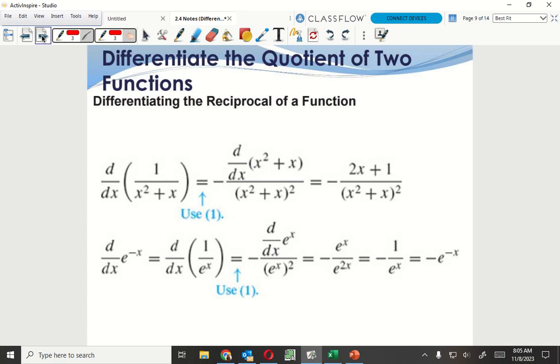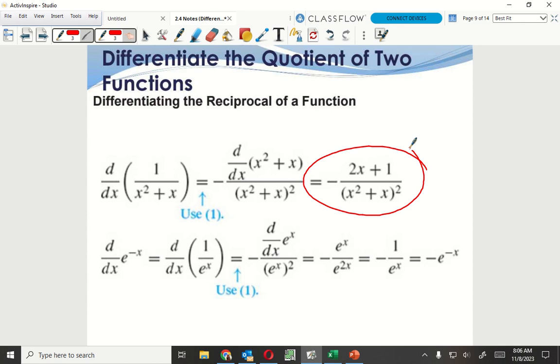So, same thing right here. If we had this, so we said 1 over g, and doing the math on it, I have the derivative of g, which is going to give me 2x plus 1 over g squared right here. That's how we use it. And then the derivative of e to the x.